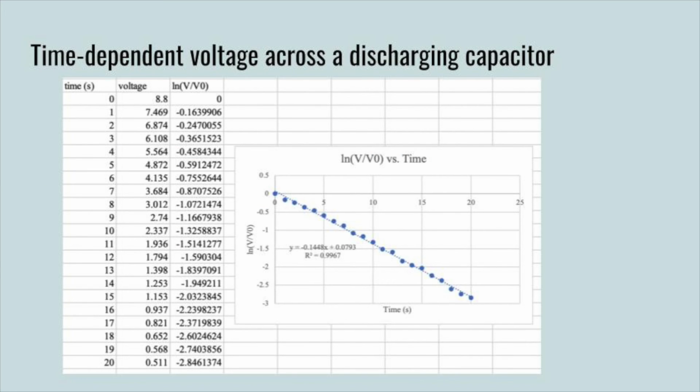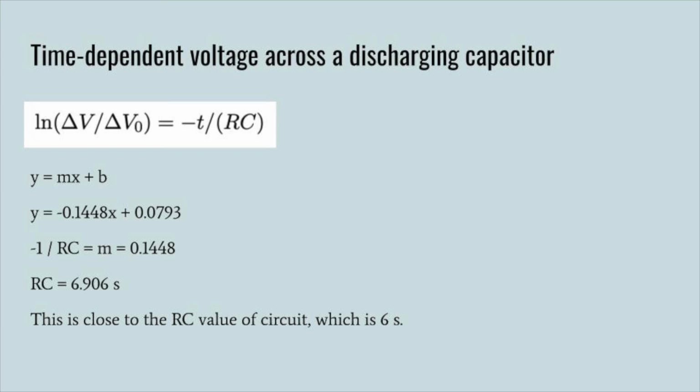This screenshot of Excel shows the data, the graph, and the line of best fit obtained. Voltage was recorded every second for 20 seconds, and ln of V over V naught was calculated using 8.8 as V naught. Then, by relating this natural log equation to y equals mx plus b, we were able to find RC. Since m, or the slope of the line, equals -1 over RC, we were able to calculate RC to be 6.906 seconds, which is close to the circuit value of 6 seconds.